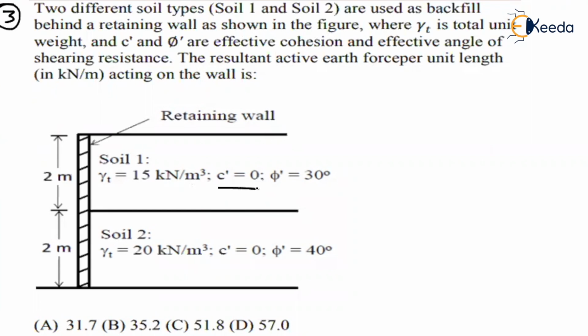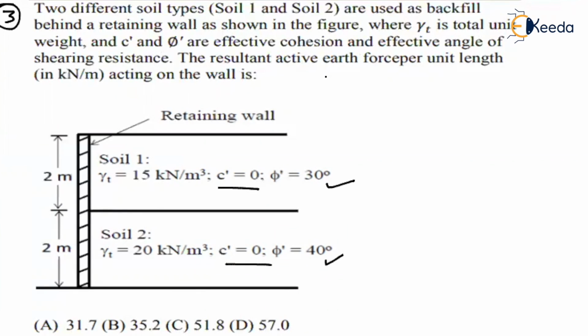What are the properties if you see? It is a cohesionless soil. In soil 1, the phi value is different. In soil 2, the phi value is different. So the weight density is 15 kilonewton per meter cube, and the weight density is 20 kilonewton per meter cube. Gamma, C and phi are given. Okay, fine. What are they asking?